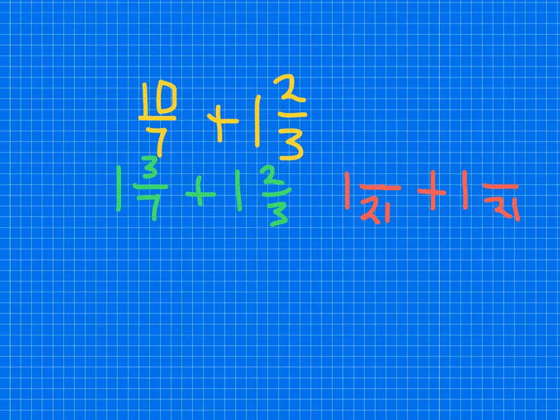Okay, where did the 21 come from? That's my common denominator. That's the first number that 7 and 3 will go into. So my first one I multiply by 3. So 7 times 3 is 21, so 3 times 3 is 9. So my top number is 9. I have to change the top number because I changed the bottom number. Second one I'm multiplying by 7.